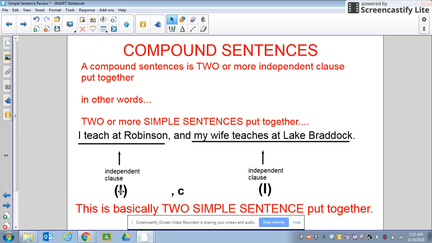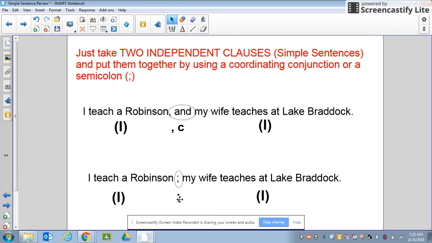So I have one independent clause. If you look at this I, that's what the I symbolizes. I have another independent clause. That's what this I symbolizes. And then I have a comma and a conjunction. We'll talk about that in a second. So we have I, comma, CI. That's the formula for a compound sentence. Again, guys, just two sentences put together with either a comma coordinating conjunction or just a semicolon. Okay, so again, I, comma, CI, or I teach at Robinson, my wife teaches at Lake Braddock, just a semicolon. That's how you do it.